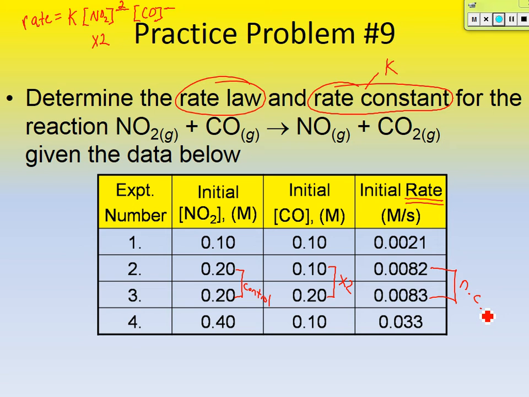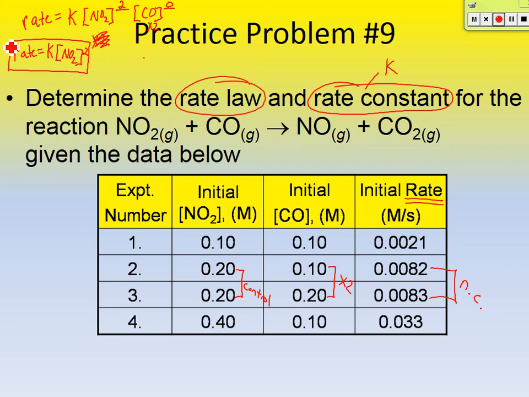Now think about it. When we double CO, but it doesn't have an effect on the rate, what does the exponent have to be here? A 0. So that is 0 order with respect to carbon monoxide. Perfect. Now let's write the rate law. The rate is equal to k times the molar concentration of NO2 raised to the second power. Now, would a chemist include CO? No, because it's raised to the 0 power, it's going to be 1. So this would be how a chemist would write the rate law.